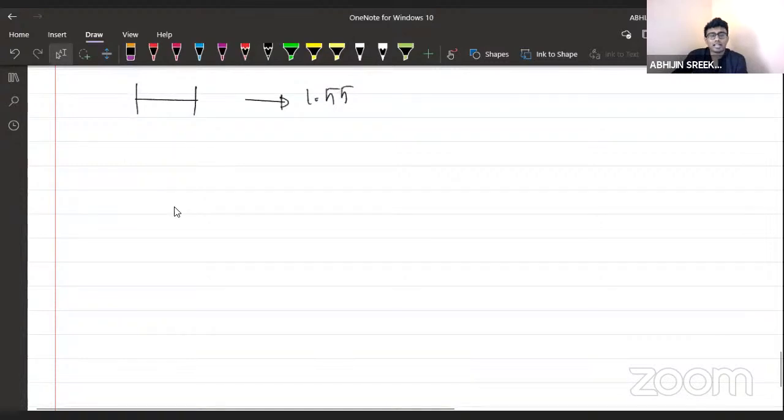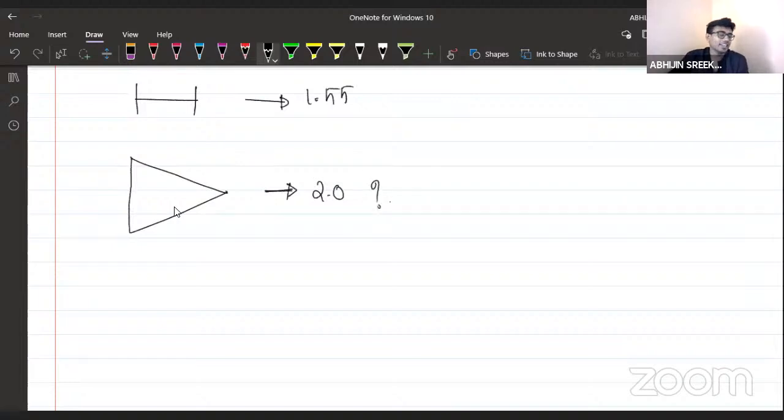What if the triangle is oriented in this way? This is how I am going to draw the triangle. Then what will be the shape factor here? Anyone? It will also be 2, right? You can check this one. We know the shape factor value of the triangle, this one.